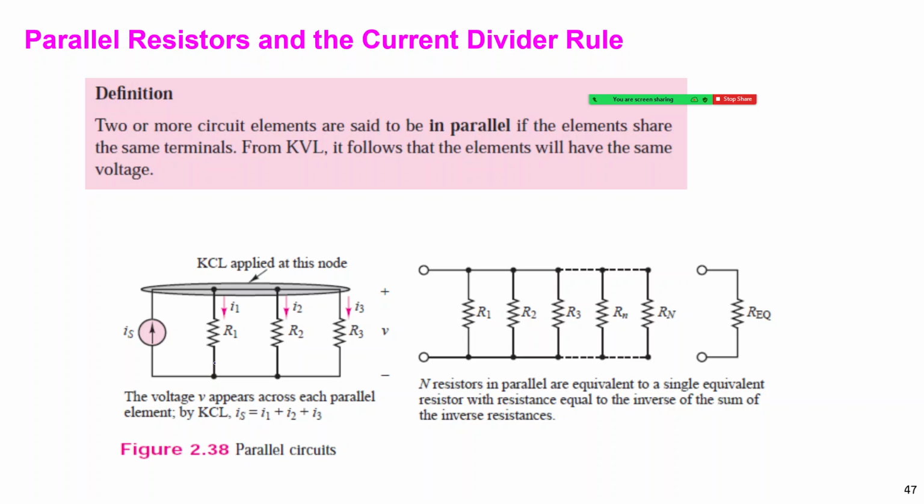Okay, now let's come to the parallel resistors and the current divider rule. By definition, two or more circuit elements are said to be in parallel if the elements share the same terminals, right? They are connected to the same voltage. From KVL, it follows that the elements will have the same voltage. So you can apply the KCL rule in this case. The summation of all currents at the node will be 0, or in this case, IS is equal to I1 plus I2 plus I3 here.